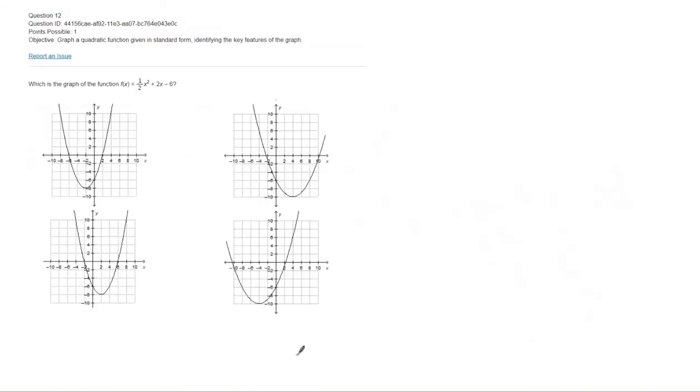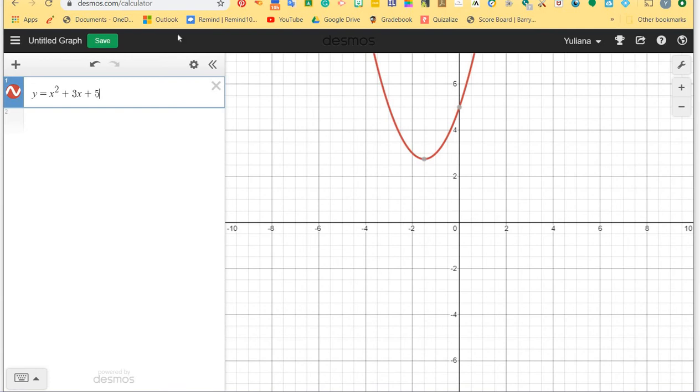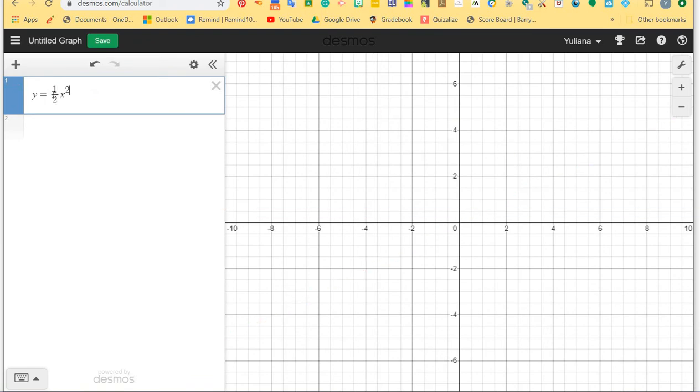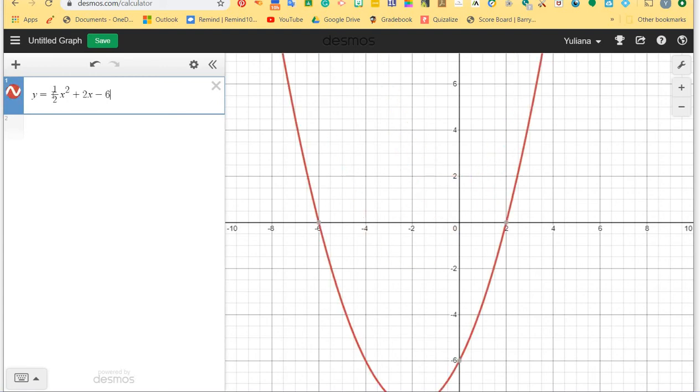All right, in this one, we're just going to use Desmos to graph it. I would just graph each one and see which one matches up. So I'm going to start right here and graph this one just so you guys can see it. The equation they want me to match it to is 1/2 x squared plus 2x minus 6.